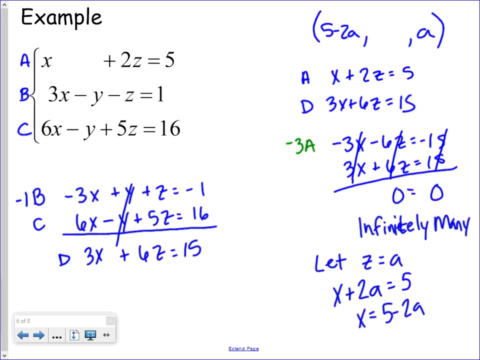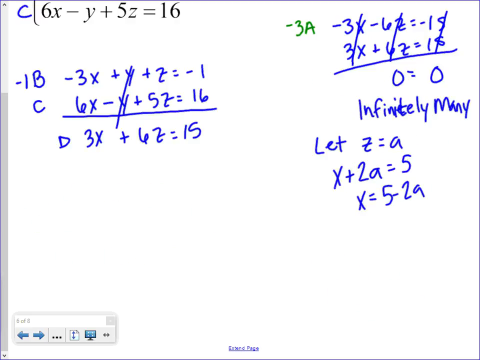So let's say my z coordinate was 1, then my x coordinate is 3. If my z coordinate is 10, then my x coordinate is negative 15. Because I'm just relating them to each other. Then I still want to find y. So I'll take these and plug z equals a and x equals 5 minus 2a into one of my original equations.